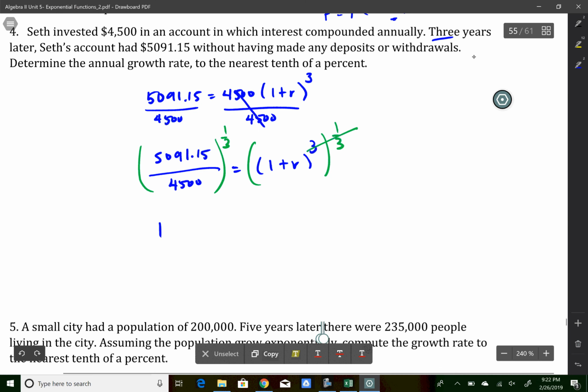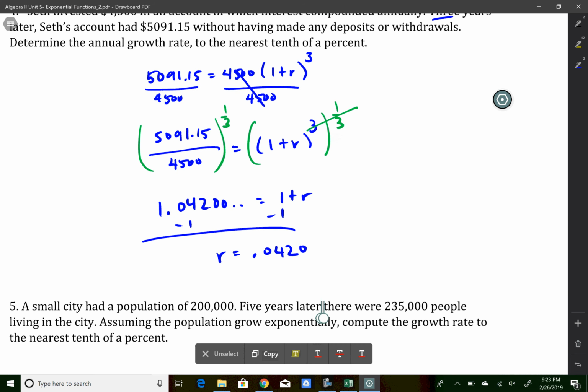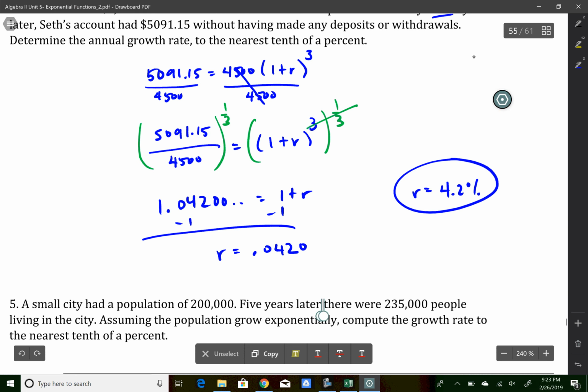And that gives us 1.04200 equals 1 plus r, subtract 1, and now I have my r is 0.0420. So now I can figure out the yearly percent rate to nearest tenth is 4.2%. How did I get that? I just moved my decimal twice.